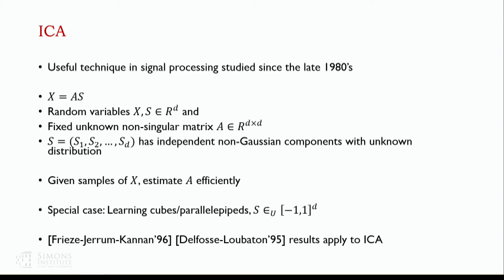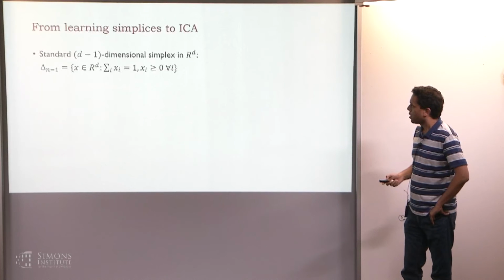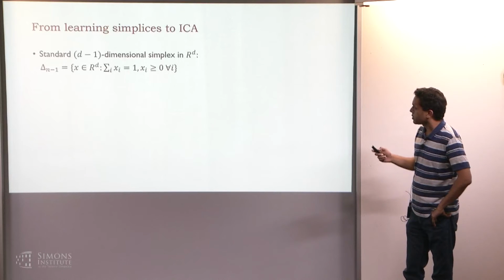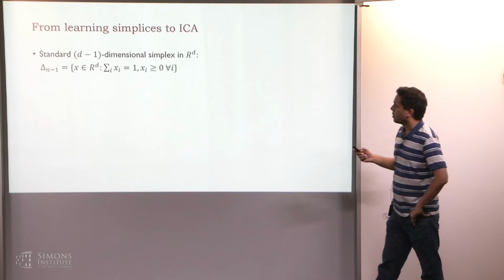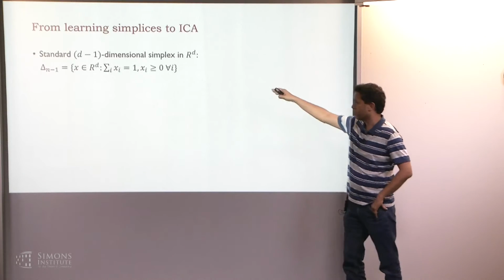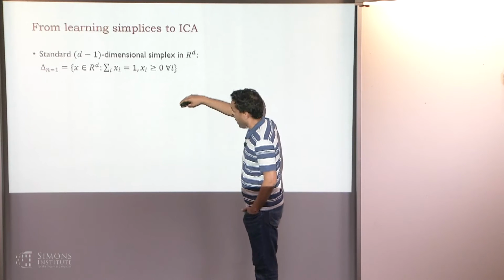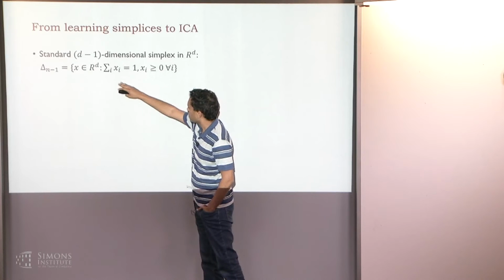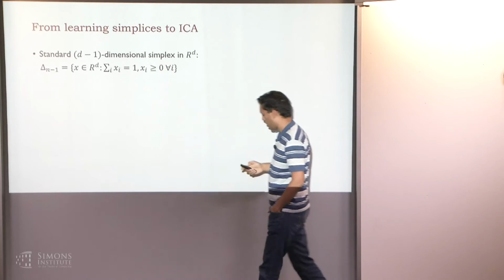So the results of Frieze-Jerrum-Kannan and the other papers actually apply to ICA, so they solve a more general problem. Let me just very quickly say how we reduce learning simplices to ICA. Take the standard D-1 dimensional simplex in R^D. It's a D-1 dimensional simplex, but we embed it in R^D. It's just the usual thing: the sum of the x_i is 1, and all the variables are non-negative.